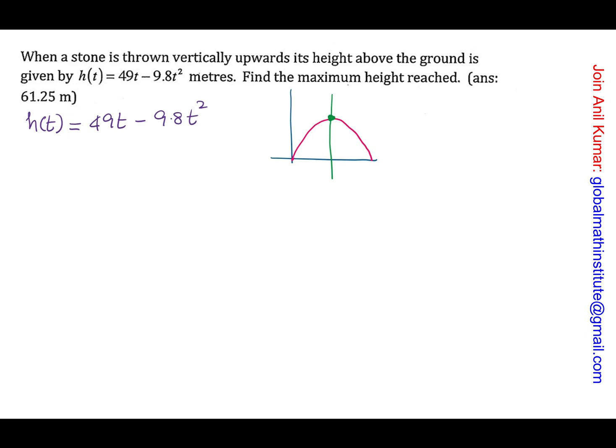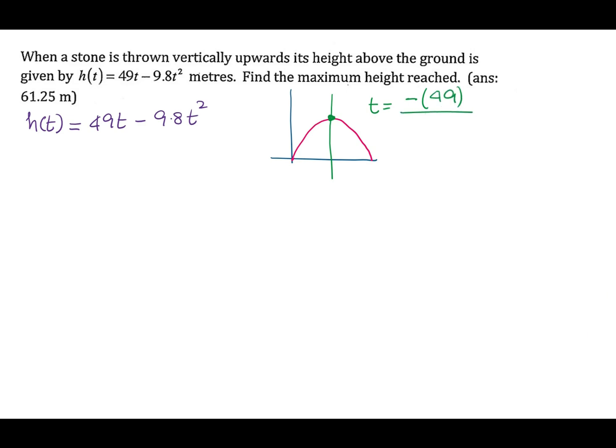Now, we can also use minus b by 2a. So we can say time is minus of this value, which is 49, divided by 2 times minus 9.8. It's also important to reorganize. Let's rewrite this equation as minus 9.8 t square plus 49t.